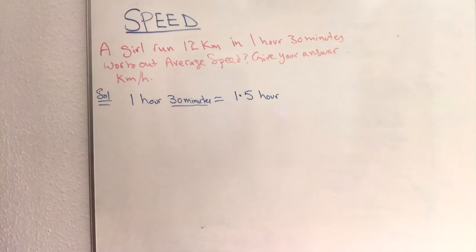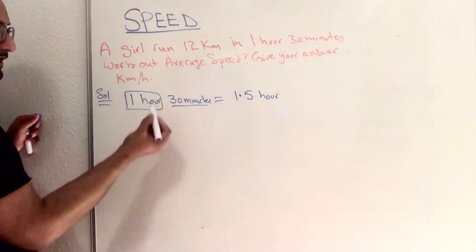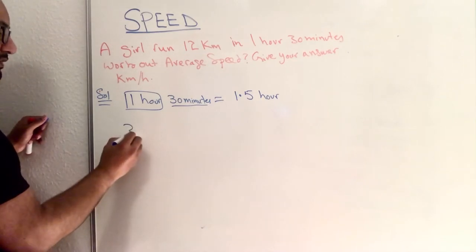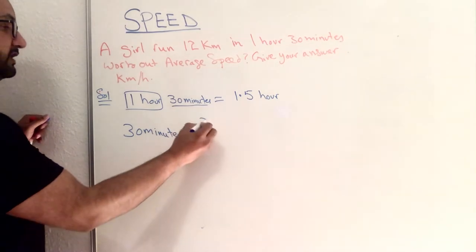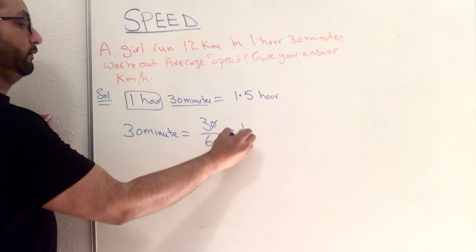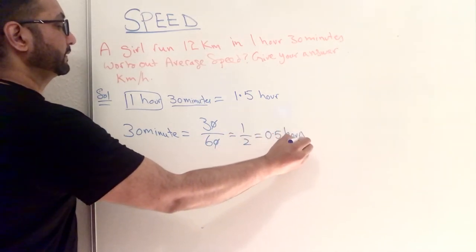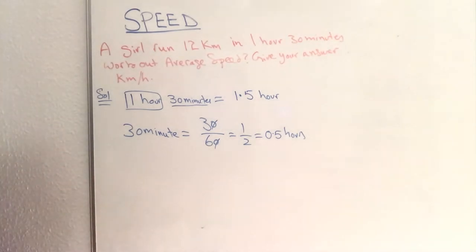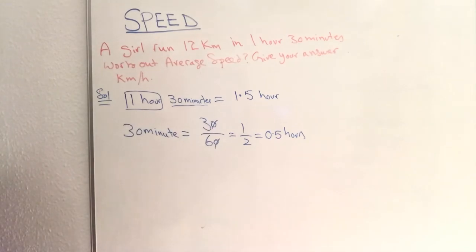Now the second way you can do that: you already know 1 hour is 1 hour. You need to convert 30 minutes to an hour. So you can say 30 divided by 60. That becomes 1 over 2, which is 0.5 hours. And then 1 hour and 0.5 hour becomes 1.5 hours.